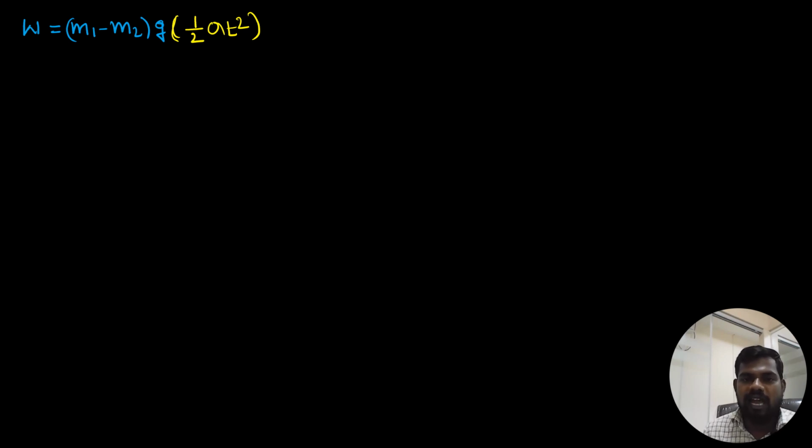How to find the acceleration in this case? We have to see the diagram. Say this is the mass m1 I'm considering. In this case the tension is acting upward, away from the object, and the weight m1g is acting downward. So what is the direction of the acceleration for this block? The block is moving downward, so the acceleration will be downward.